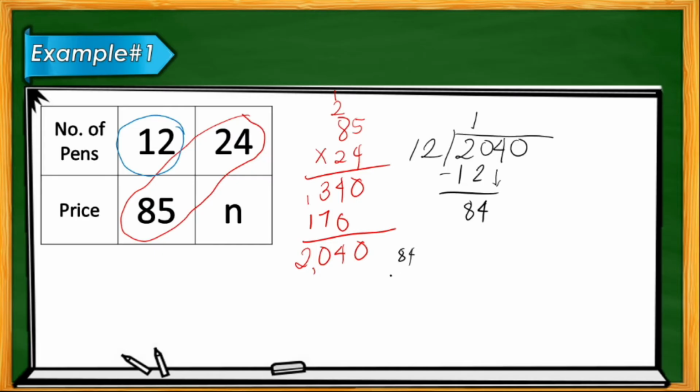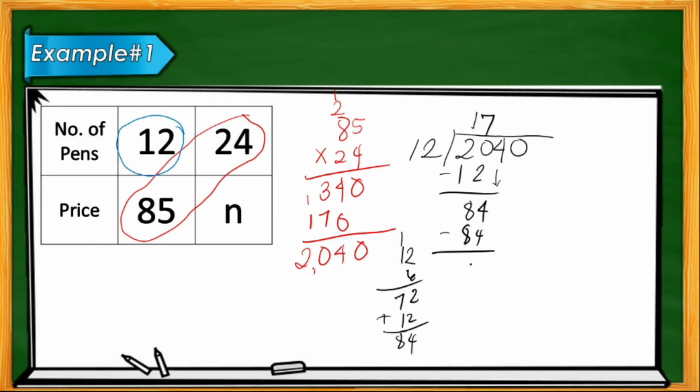So let's try 12 multiplied by, let's try 6. So 6 times 2 is 12, 6 times 1 is 6, 72. So 72 plus 12, the answer is 84. So how many 12? We have 6 plus 1, 7. So 7 times 12, the answer is 84.